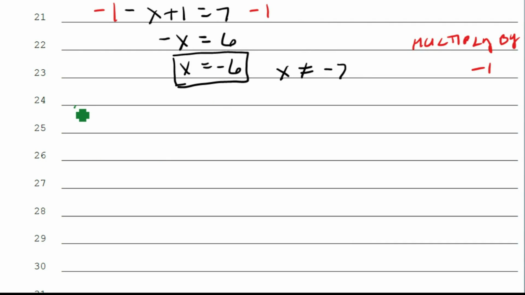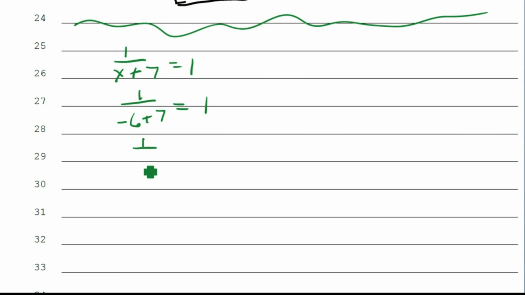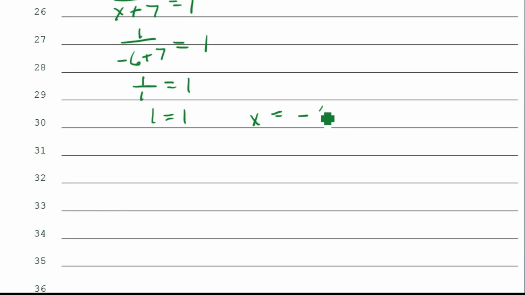And we can check that real quick. We had 1 over x plus 7 equals 1. We say x equals minus 6, just put in a minus 6 where the x is. 1 over minus 6 plus 7 equals 1. 1 over 1 equals 1. 1 equals 1. So the answer is x equals minus 6. And x cannot equal minus 7.